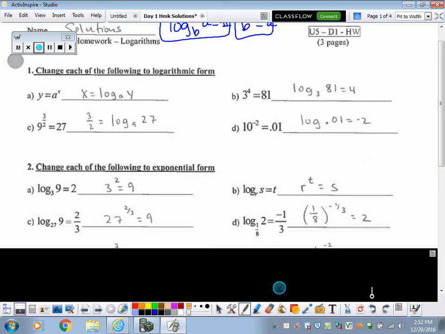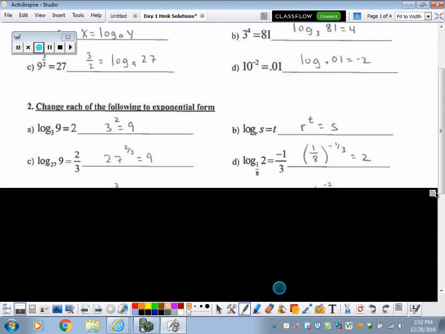The other direction, we're going to change each log form to exponential form. 3 is raised to the second power to equal 9. These are a little bit easier, especially if the numbers make sense. Letter C, 27 is raised to the 2/3 power to get 9. Letter B, r to the t is equal to s. And then letter D, 1/8 raised to the -1/3 power is equal to 2.